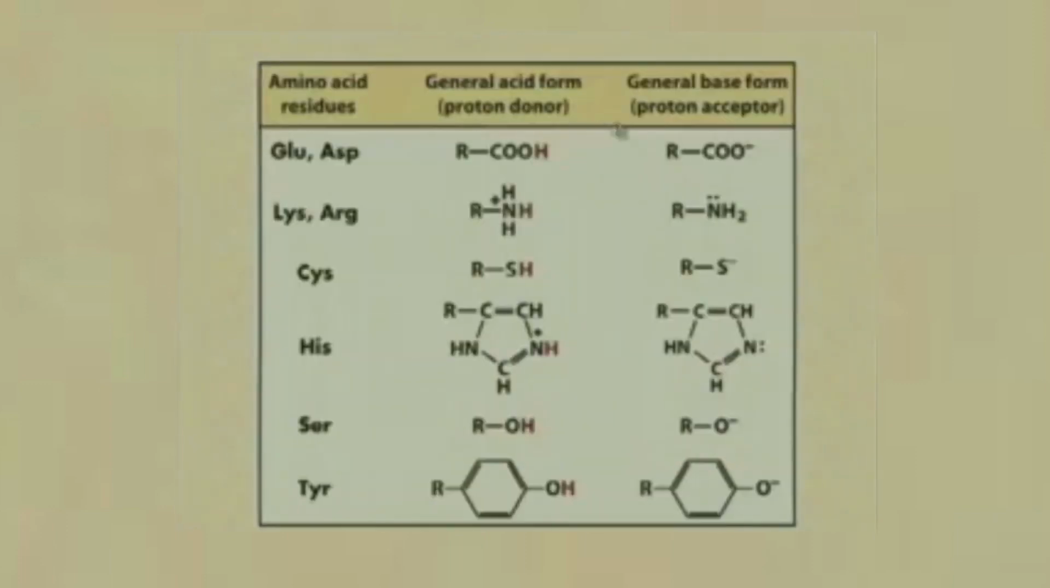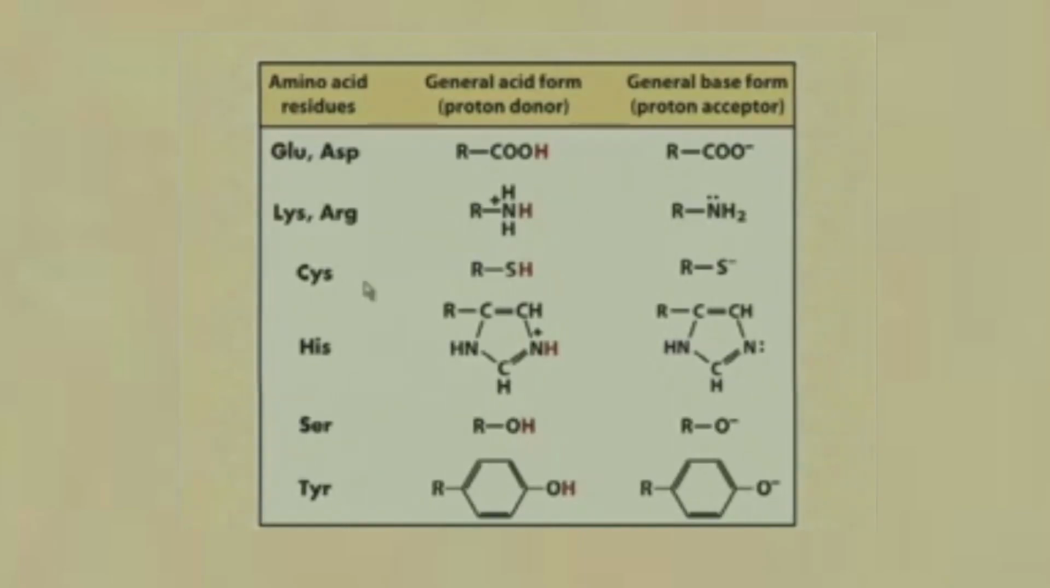Now, looking at the amino acid residues involved in these mechanisms, this is a slide that I showed you before, but it is extremely important to emphasize how each of these residues can assist in the catalytic mechanism of these enzymes. For example, glutamic acid and aspartic acid can act as a proton donor, and the anion form can act as a proton acceptor. Lysine and arginine can act as a proton donor as well as a proton acceptor.